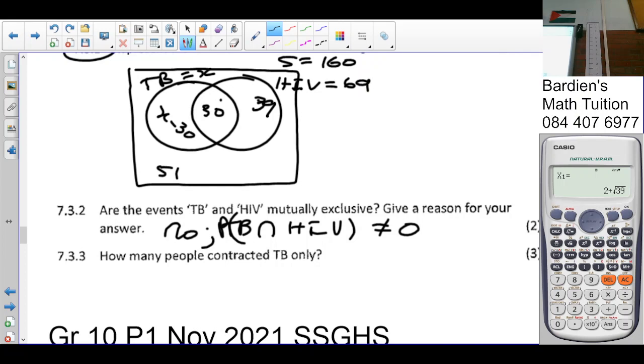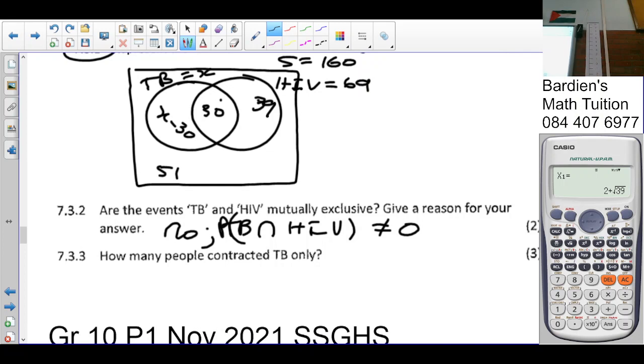Mutually exclusive means to say there's no overlap, there's no commonality between the two, or a common element. Okay. The answer is no. Why? Because the probability of TB intersection HIV is not equal to 0. If it is yes, then you would have said that the probability of TB intersection HIV is equal to 0. That's all we say.